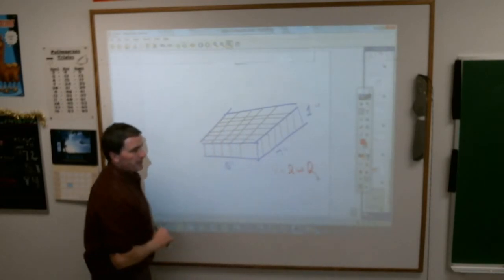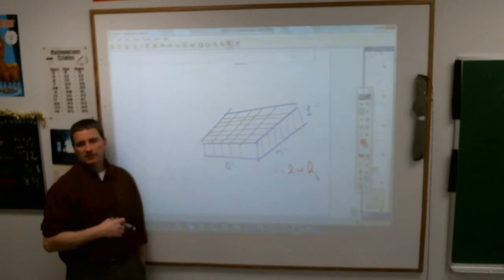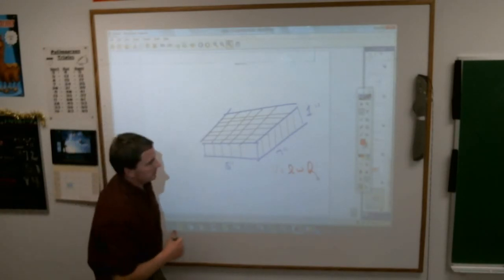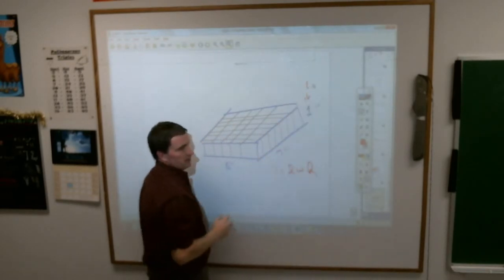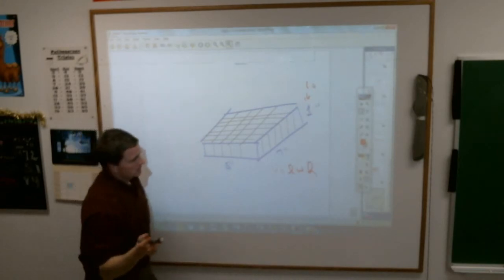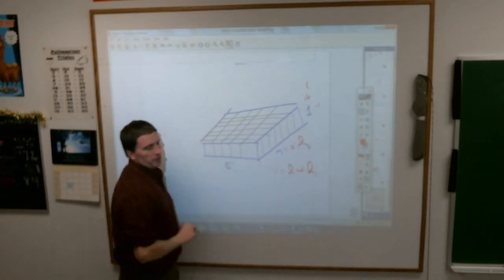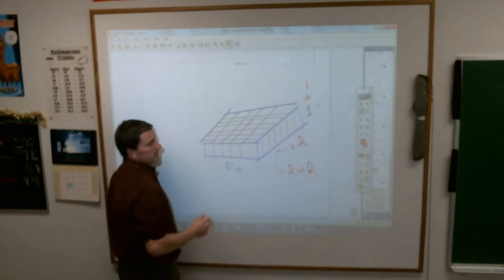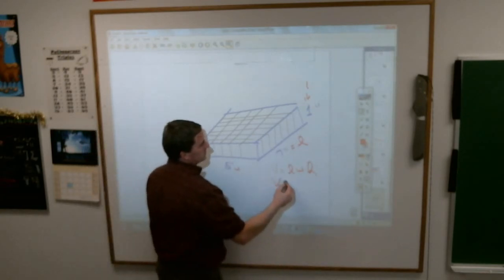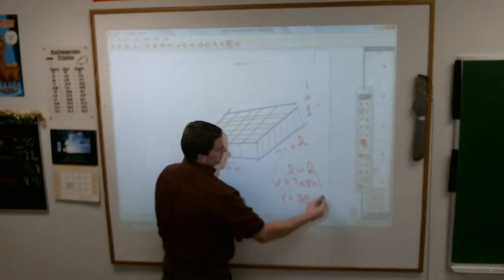And does it matter which one you call the length? Not necessarily, but which one would be the length? Which of these dimensions is the width, which one's the length, which one's the height? Brooke, which one's the height? 1, because it's 1 tall. That's usually our height. Which one's our width, which one's our length? Brooke? 7's usually the length. We usually go the longer side, length, longer side, width, narrower side. So you would get volume equals 7 times 5 times 1. So the volume equals 35 inches cubed.